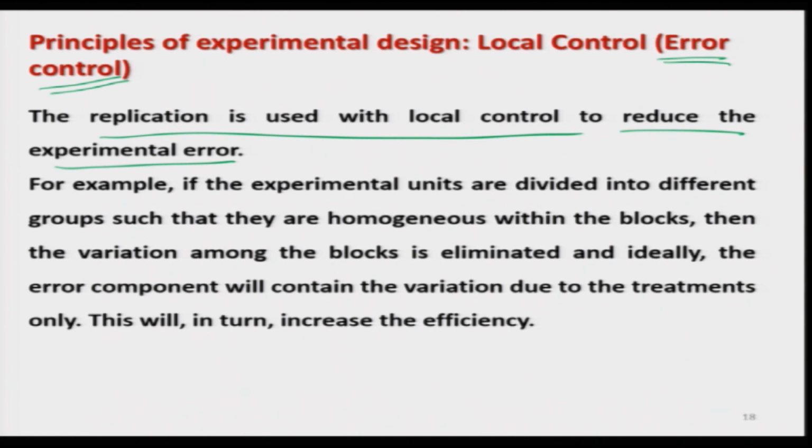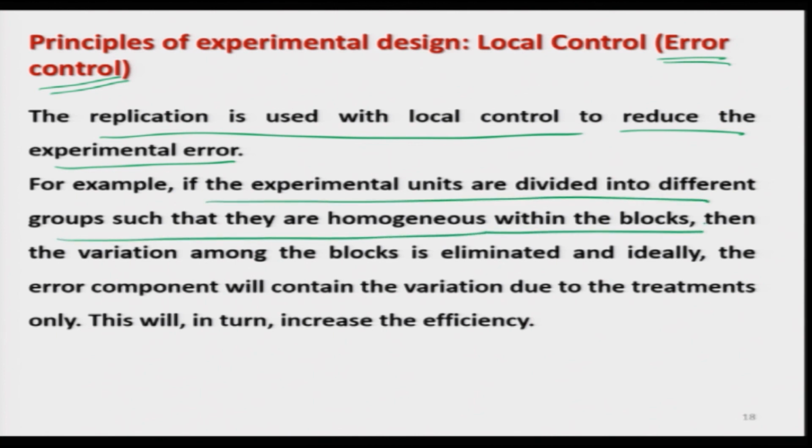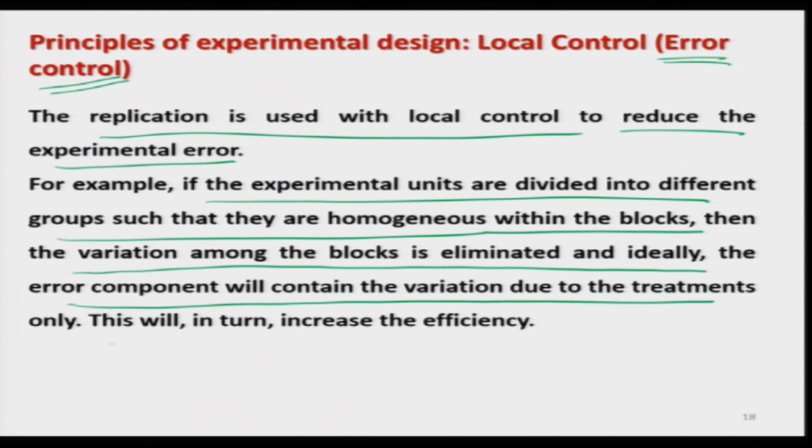For example, if the experimental units are divided into different groups such that they are homogeneous within the blocks, then the variation among the blocks is eliminated, and ideally the error component will contain the variation due to the treatments only, and this in turn is going to increase the efficiency.